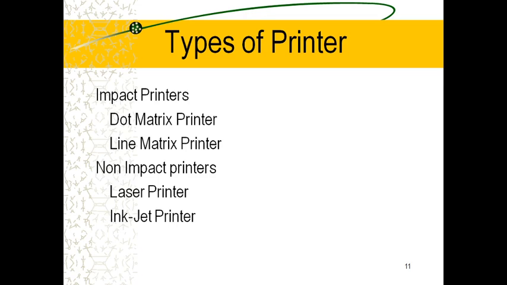And next one is non-impact printers. Non-impact printers do not use a striking method. They use electrostatic or laser technology. Quality and speed of non-impact printers are relatively higher than impact printers, and the quality is also better. In non-impact printers, two different types of printers are there. One is laser printer, another one is inkjet printer. Inkjet printer gives the printing format in color. Laser printer gives the printing format in black and white.